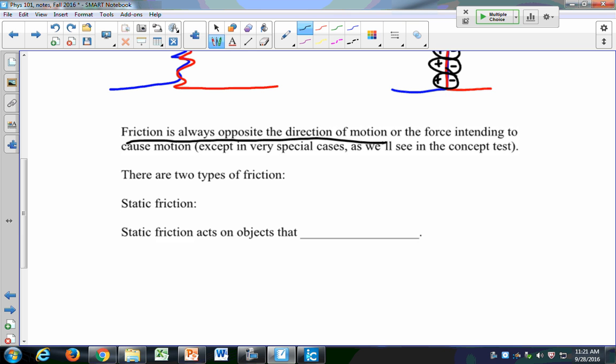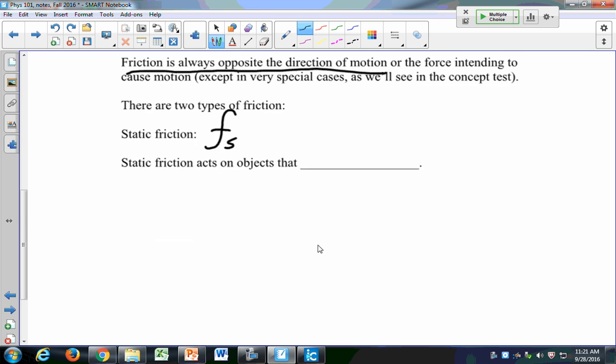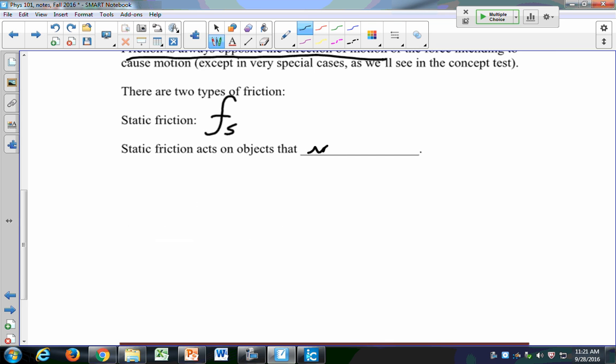It's a resistive force, so it opposes or resists the direction of motion. There are two types of friction that we're going to talk about. Static friction. Static friction we'll call Fs. And static friction acts on objects that are not moving. That are static or stationary. They're not moving.